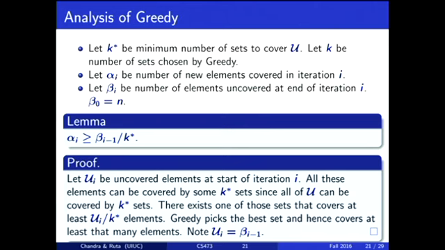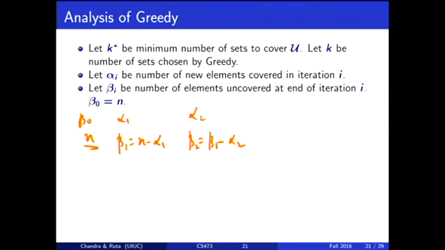My claim is that the same kind of thing that we did in the flow is true. I can claim that the number of elements I cover in iteration i is at least beta i minus 1 divided by K star. What is this saying? Let's go back to this picture. In the first iteration, how many do you think I would be able to cover? I had n elements. Maybe we cover a lot, but I'm trying to say we'll cover at least so much. We can't be completely stupid.